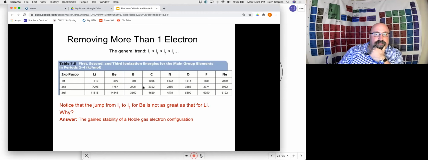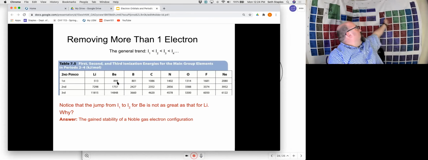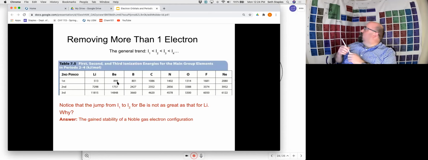Now let's take a look at some of the numbers involved here. This is all for just several elements. We have the first ionization energy, the second ionization energy, and then even the third ionization energy. Now, if we look at beryllium, you'll notice that in order to remove one electron from beryllium, here we go.